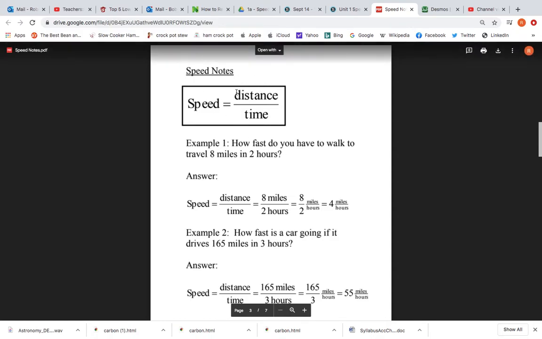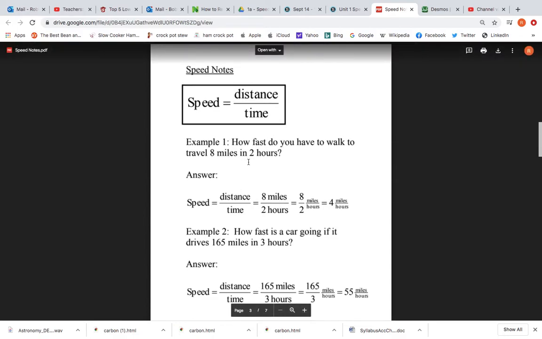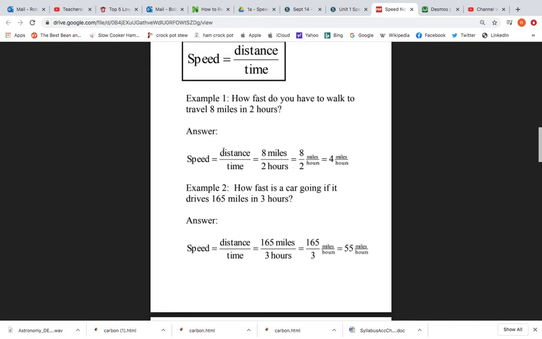This is our equation that we use for calculating speed. Speed equals distance divided by time. Here's an example. How fast do you have to walk? That's a speed question. How fast do you have to walk to travel 8 miles in 2 hours? So you just punch your numbers into your equation. Speed equals distance divided by time. You are given a distance of 8 miles and a time of 2 hours. 8 divided by 2 is 4, so your speed would be 4 miles per hour.